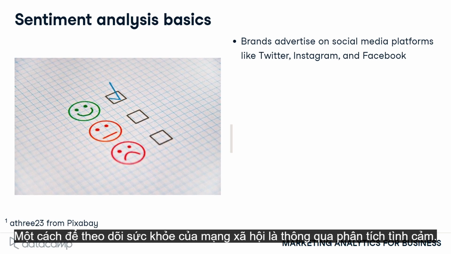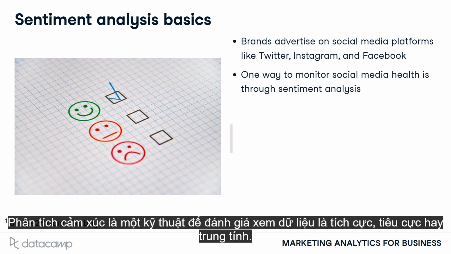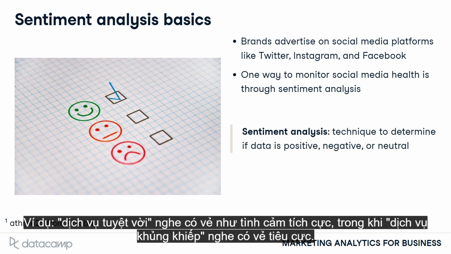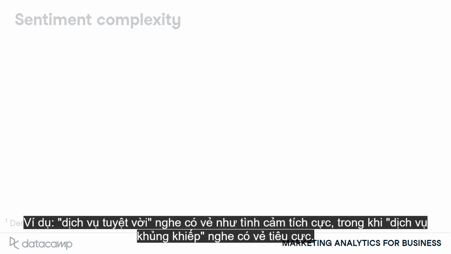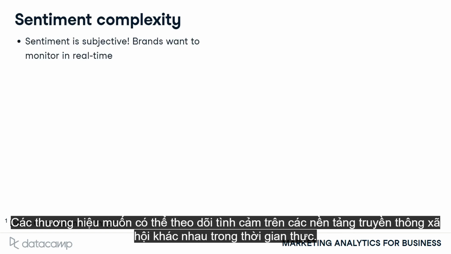One way of monitoring social media health is via sentiment analysis. Sentiment analysis is a technique to assess if data is positive, negative, or neutral. For example, great service sounds like positive sentiment, while horrible service sounds overwhelmingly negative. As we can imagine, sentiment analysis can be subjective, which makes it complex. Brands want to be able to monitor sentiment across different social media platforms in real time.